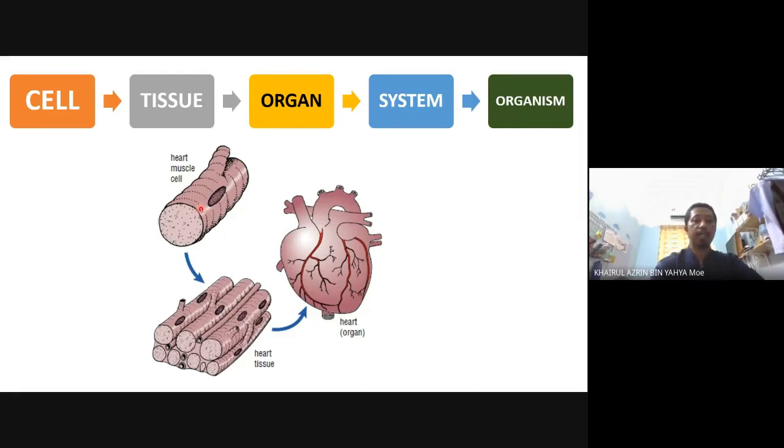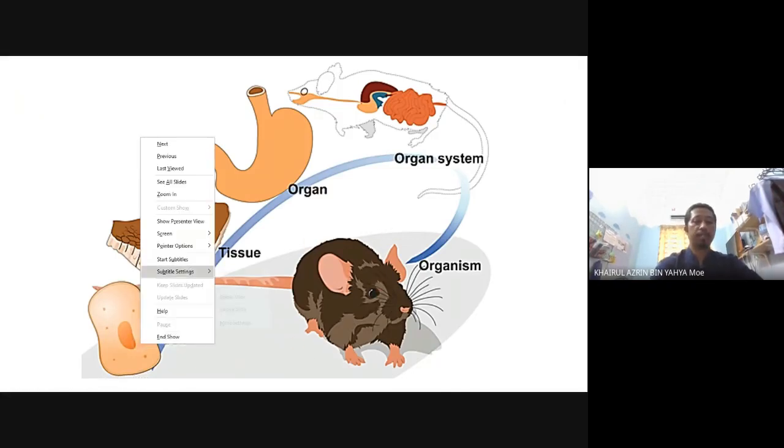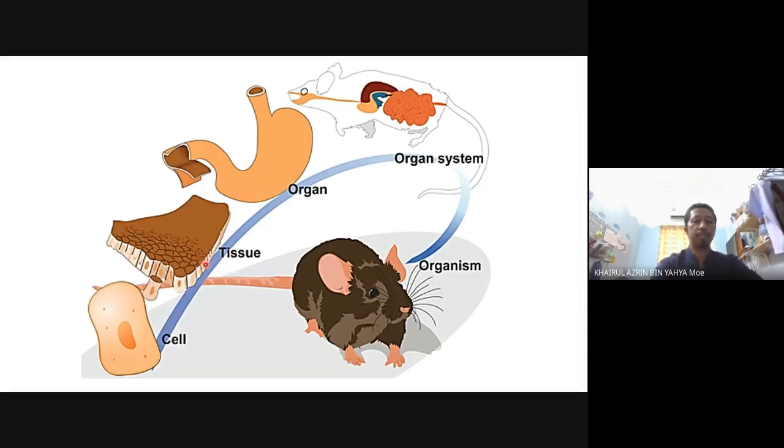Okay, like this one. This is heart muscle cell. So we have 1, 2, 3, 4, 5, many heart muscle cell become a tissue. So many heart tissue become an organ of heart, jantung. Okay. This one, this is a mouse, tikus. Okay. So from cell become tissue like this. From cell become tissue like this. And then from many tissue become organ. So many organ like this one, organ system. After this, after system become organism. Mouse like this.